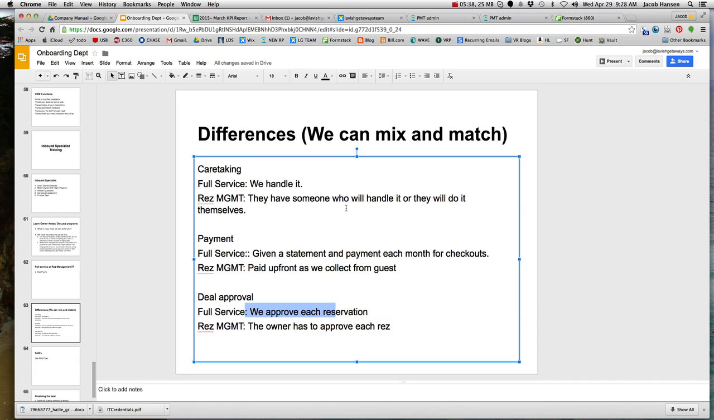One is essentially totally headache-free. They don't have to worry about a thing. They just collect money. And then the other one is they're a little bit more involved. They might have a caretaker that they're over, or they want to approve each reservation, or they want to get paid up front. That's kind of the reservation management program. And like I said, we can kind of customize something to each person's needs.